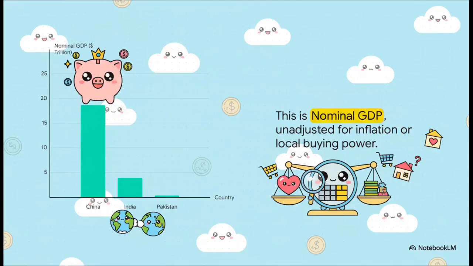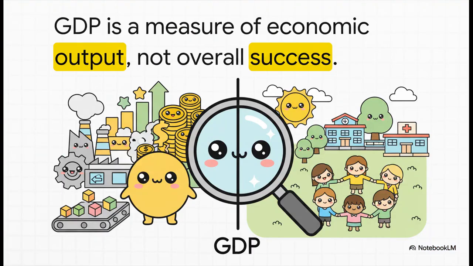So, let's bring it all back to where we started. Looking at this chart now, we see it with new eyes, right? We know this is nominal GDP, so it's not adjusted for inflation or for what that money can actually buy locally. And more importantly, we know that this number, as huge as it is, says absolutely nothing about the quality of life or how that economic pie is sliced up in each of these nations. And that really is the key takeaway here. If you remember just one thing, let it be this. GDP is an absolutely essential tool for measuring economic output, but it is not, and it was never designed to be, a measure of a country's overall success or the well-being of its people.